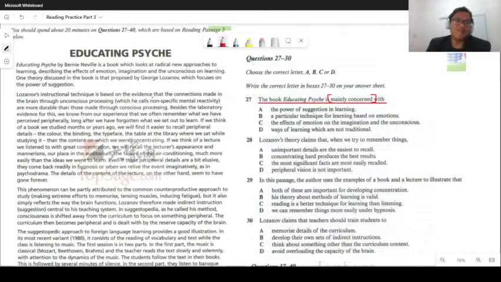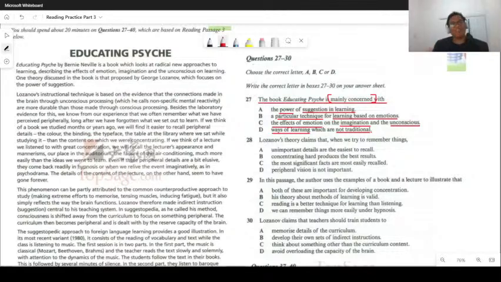If it's a main topic, again, first paragraph. Right, look at the different answer choices here. So here, the first one says the power of suggestion in learning. That's it. For B, a particular technique. Right. Learning based on emotions. The effects of emotion on imagination and unconscious. So basically, that's something that you need to keep doing. Ways of learning, not traditional. So, how do you find the answer?